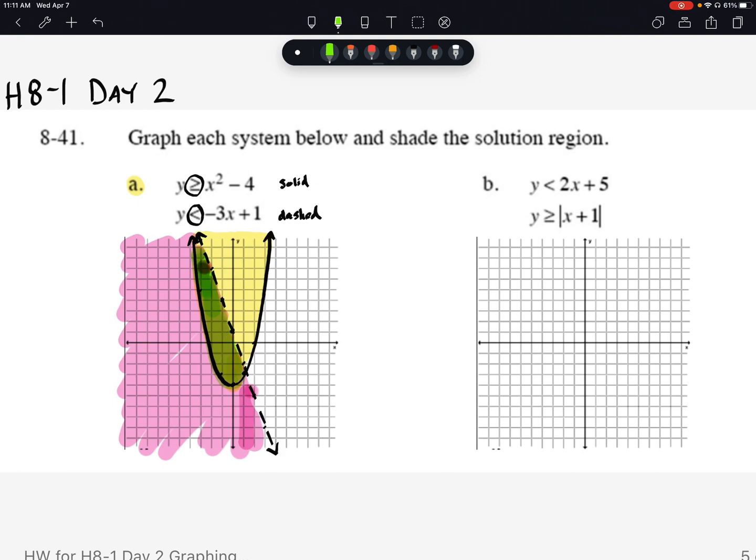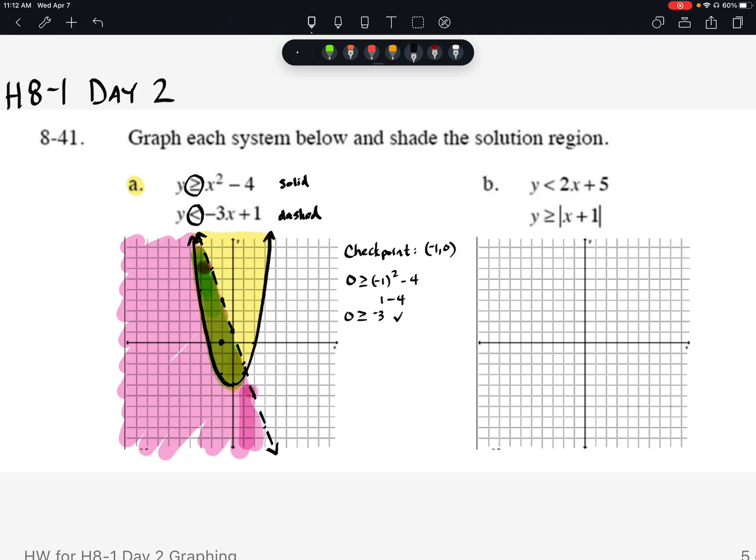And how can we check this? Well, we can choose a point from inside that region and plug it into both to make sure that it works. So, for instance, we'll just choose this point here. It looks like the point -1, 0. So if I'm going to use that as my checkpoint, I'm going to plug in my y for the y's and my x for the x. So I'm going to say 0 is greater than or equal to -1 squared minus 4. Well, -1 squared is 1, and then when we subtract 4, we get -3. So we have 0 is greater than or equal to -3, which means that one is correct.